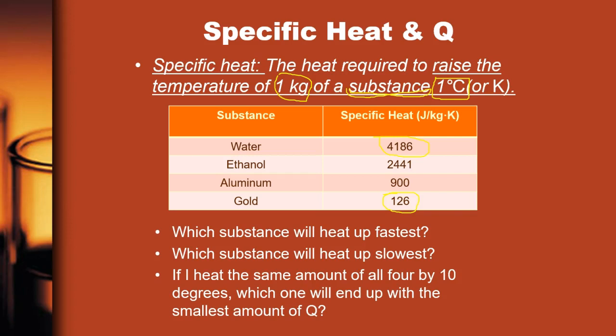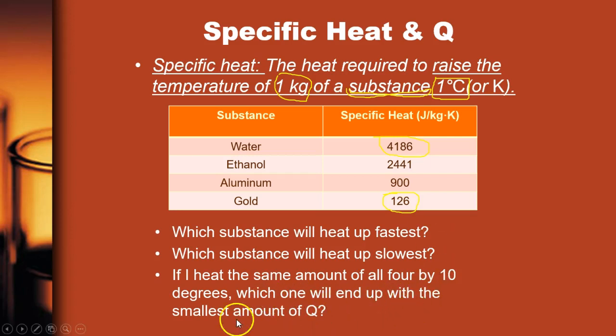Well, if I go up by 10 degrees, that means I'm going to multiply this number by 10, because this is for a 1 degree change. For a 10 degree change, this times 10 is 1,260. This times 10 is 41,860. That's how much energy you have to deposit into that material to raise its temperature.